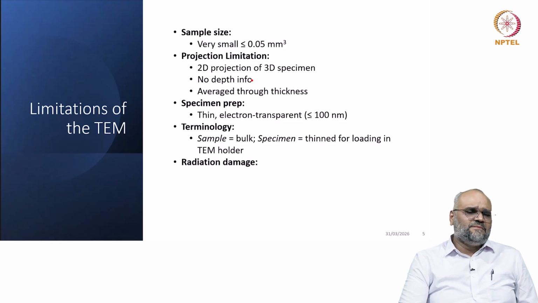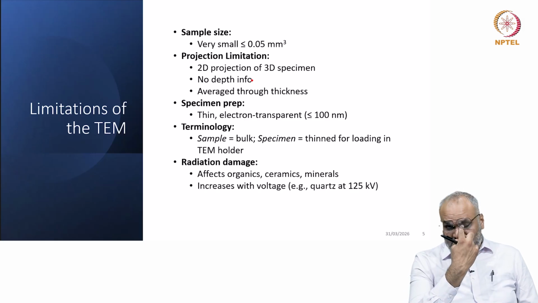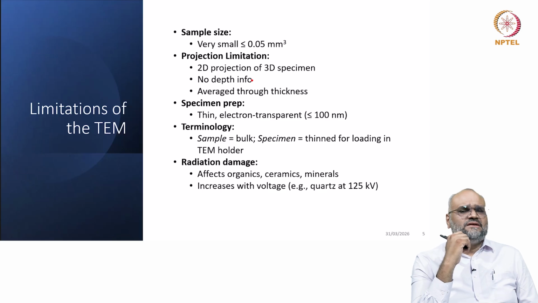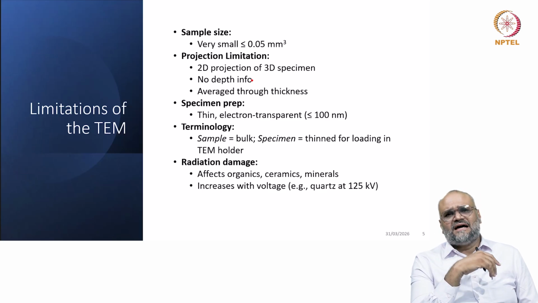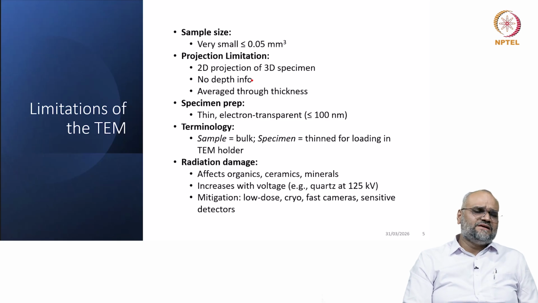Then you have the problem of radiation damage. It affects largely organics, ceramics, minerals, and in some cases even metallic samples. As an example, the radiation damage increases with accelerating voltage, and quartz is one of the cases where the threshold for beam damage is at around 125 kilovolts. For carbon, it is 86 kilo electron volts, and so on. So you can mitigate the radiation damage by using suitable low dose techniques. There are cryo techniques. You can use fast cameras and sensitive detectors to get information of a material before you lose the material under the electron beam.